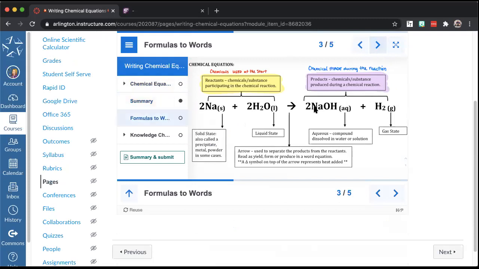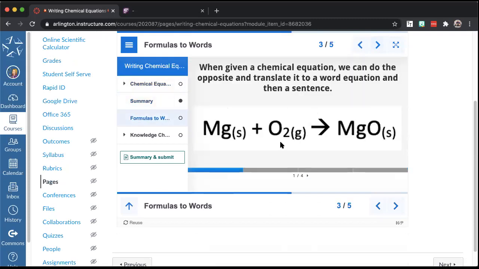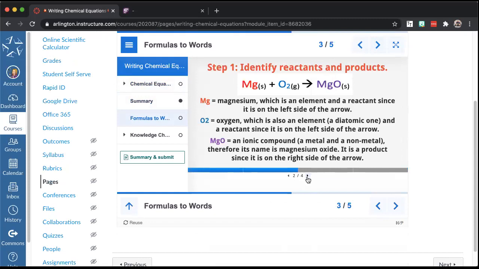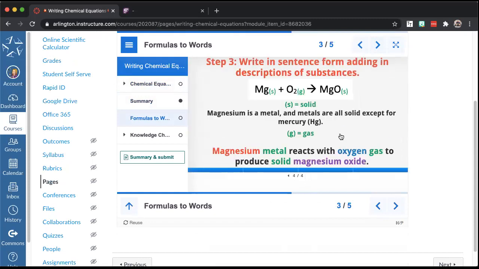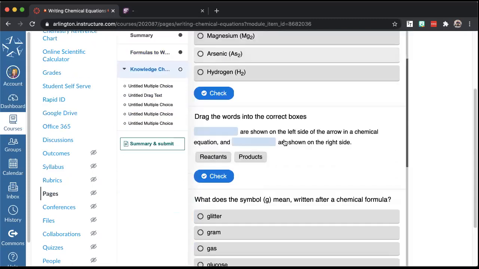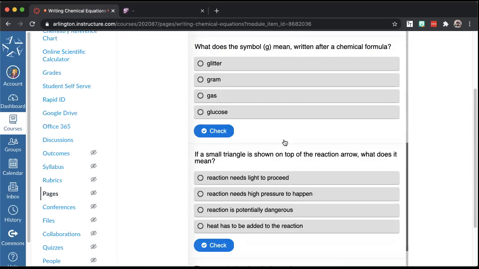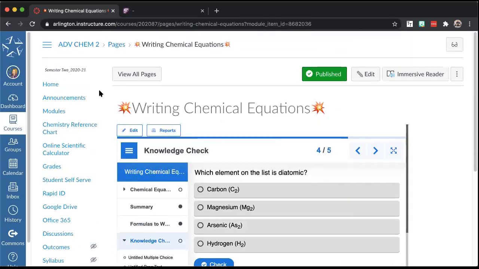And then on this third part, it's backwards. If you're given a chemical equation like this with symbols and formulas, how do we translate it into sentence form, with descriptions? And then at the end, you have a little check on some different vocabulary, some terminology, some things that are used in the section.